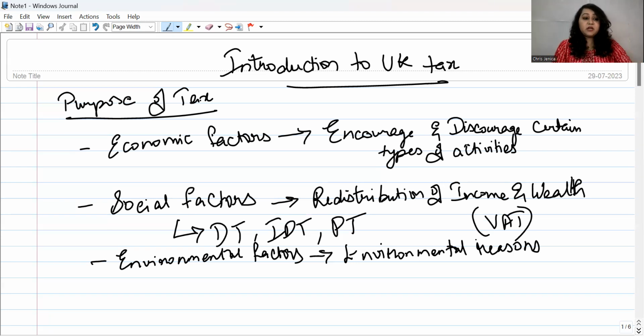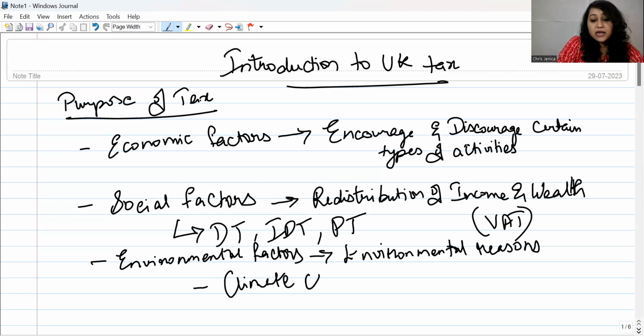Then comes your environmental factors. These environmental factors are normally based on the companies which have some influence on the environment as a result of their process. For example, climate change levy. These are just examples of certain environmental factors. And landfill tax.